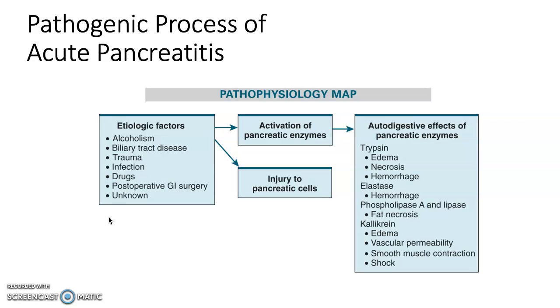When these digestive enzymes exert their effects on the pancreas, edema, inflammation, vascular injury, and even cellular death can occur. Most common causes of acute pancreatitis are gallstones and alcohol abuse. Typically, acute pancreatitis is reversible. Acute pancreatitis occurs suddenly. There may be one attack, or they can have recurrent attacks with resolutions in between.